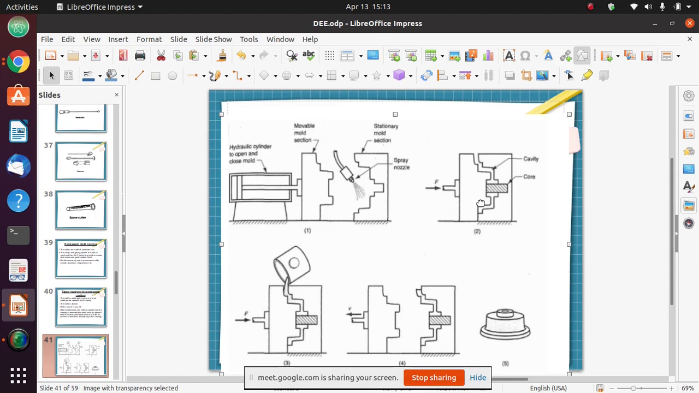There's something else you do in permanent mold casting. You preheat. You have to preheat the mold. You preheat and you spray so that the molten metal can flow into that cavity easily. Inaingia kwa hiyo cavity easily. Once you close that mold, you pour the molten metal as seen in this diagram 3. Umeshafunga hiyo mold, you pour the molten metal.